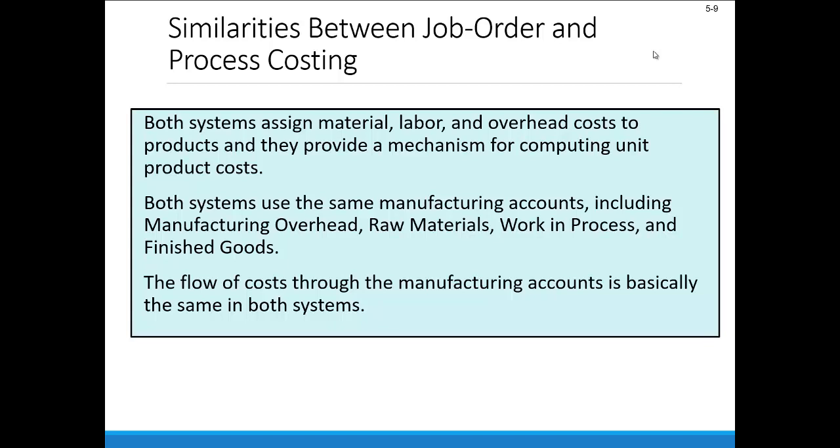Both systems do use the same manufacturing cost accounts. So we do have a manufacturing overhead account. We'll have a raw materials account, a work in process account, and a finished goods account. And the flow of cost through the accounts is basically the same in both systems. So we're going to make sure as we look at examples, we really emphasize where those differ.